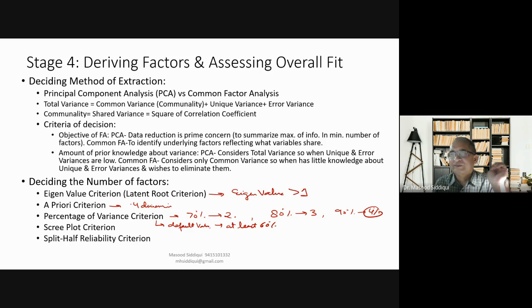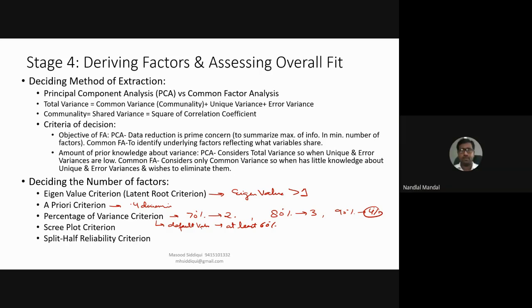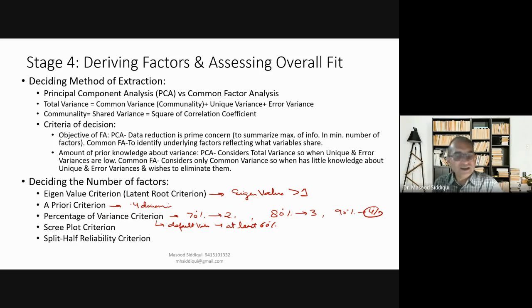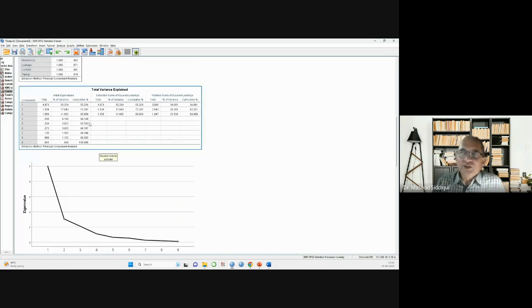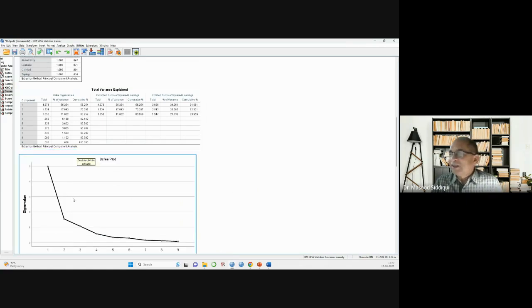Hello? Yes, sir. Clear. Okay. Now we are discussing the scree plot criterion. So this is the scree plot. The scree plot is made using the eigenvalues. So here we have 9 components. These are the 9 components. And here we have the eigenvalue. The first eigenvalue is very high. This is 4.973. So it is showing a very high value. Then we have a big slope and so on.